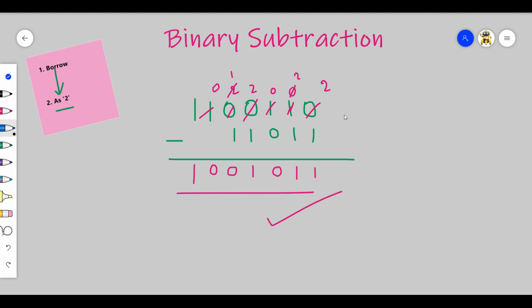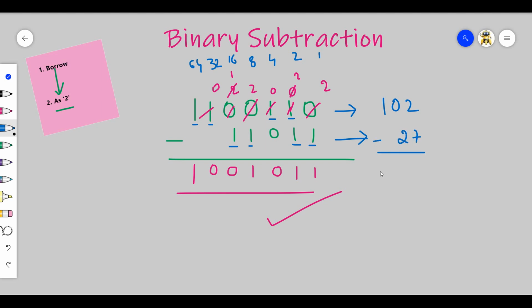Now let us convert into decimal number just to check if I got the correct answer or not. First let me write the weights: 1, 2, 4, 8, 16, 32 and 64. So this is 64 plus 32 is 96. 96 plus 4 is 100. 100 plus 2 is 102. So that is 102. And now this one here, so that is 16 plus 8 is 24. 24 plus 2 gives you 26, plus 1 is 27.